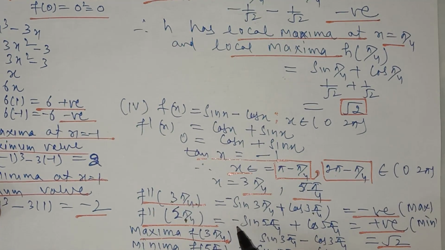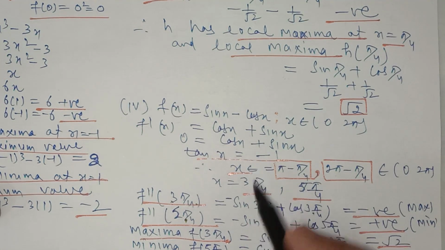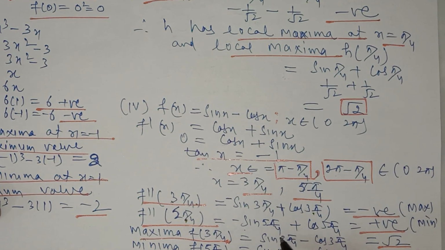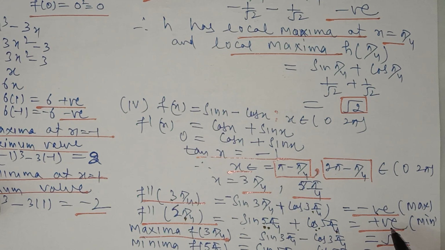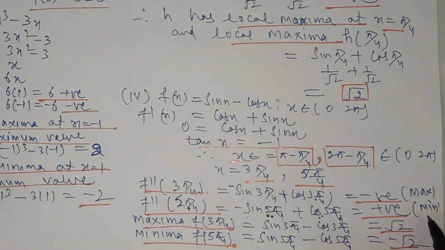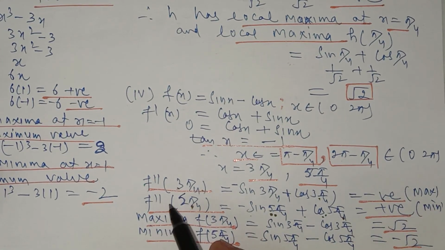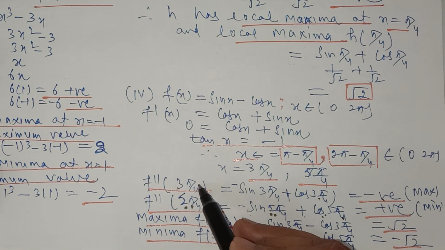Now replace 5 pi by 4 in the second derivative, it will be minus sin 5 pi by 4 plus cos 5 pi by 4. In this third quadrant, sine is negative, so minus sine comes out to be positive, and cos is also negative, so both will be positive. The second derivative is coming out to be positive. Therefore we have local minima at x equal to 5 pi by 4 and local maxima at 3 pi by 4.